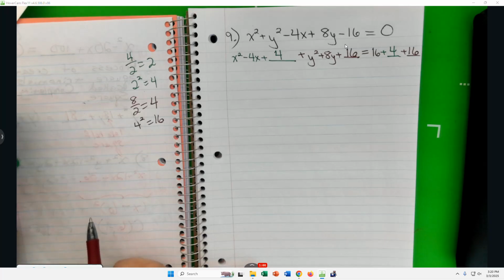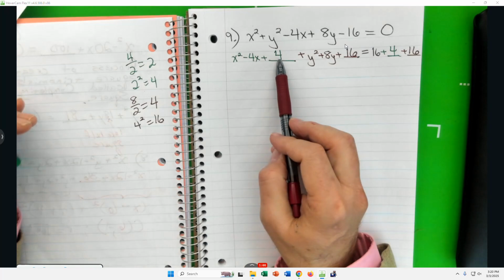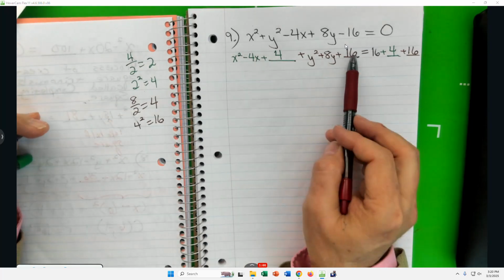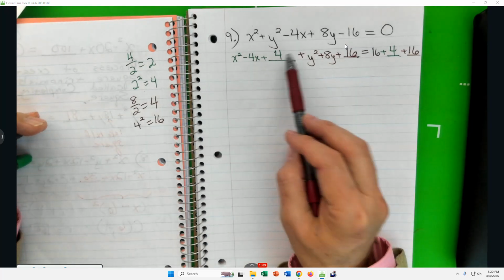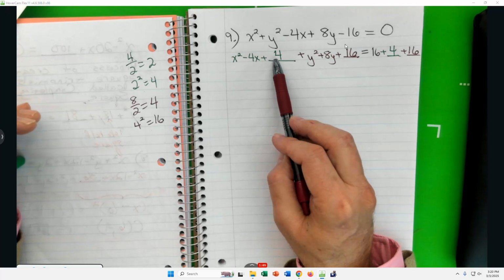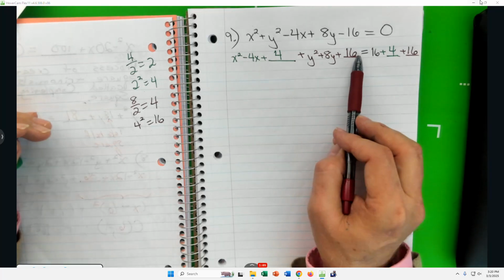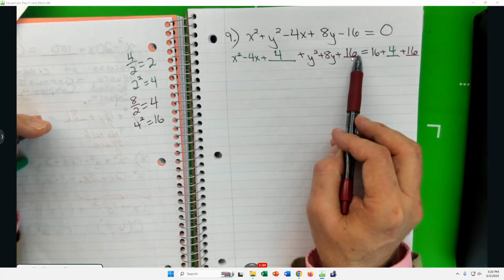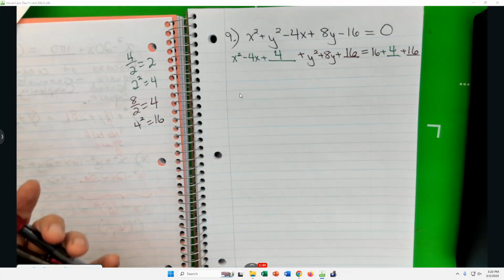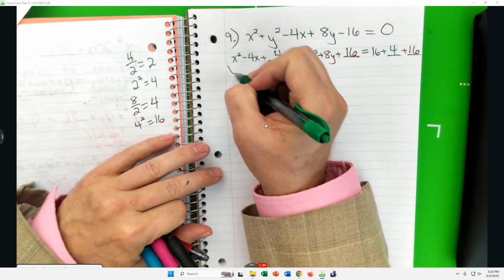Any questions? It's that step right there. Creating the perfect square trinomials. What number do you add to create a perfect square trinomial for x? What number do you add to create a perfect square trinomial for y? And then they're going to factor very nicely.